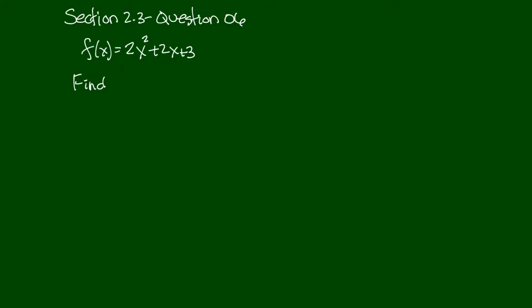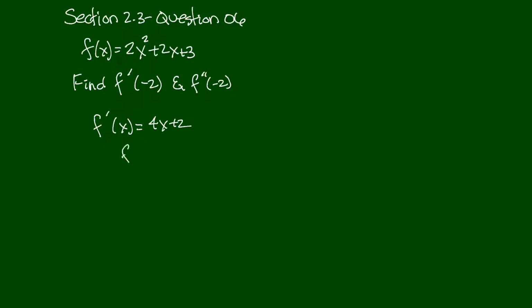Now, for this function here, we want to find two things. We want to find the derivative at negative 2, and the second derivative also at negative 2. So let's get the first derivative here, f prime of x. Let's just find the derivative here. So the derivative of the function is going to be 4x plus 2.